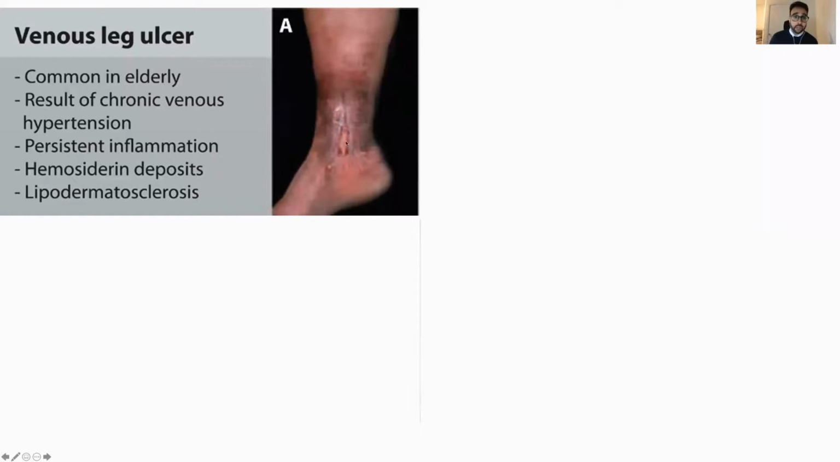You'll find them most commonly in the medial gaiter region. So if you remember your medial malleolus, it's usually around about there. Chronic venous stasis causes deposition of hemosiderin, as you can see here, which is the dark discoloration. You get persistent inflammation, which can then lead to venous eczema and skin changes. And as this progresses over a long time, you get scarring of the tissue, which leads to a thinning of the area here with swelling above, which gives you an inverted champagne bottle appearance. The wound itself will not be very well circumscribed and be quite superficial and have some granulation tissue in between.